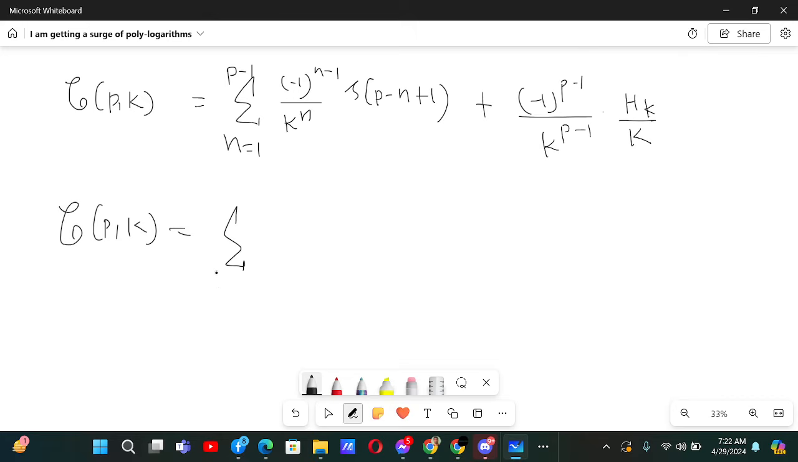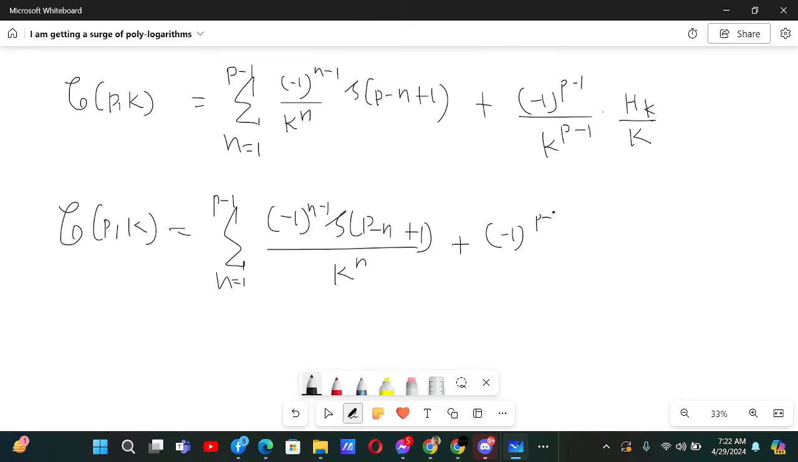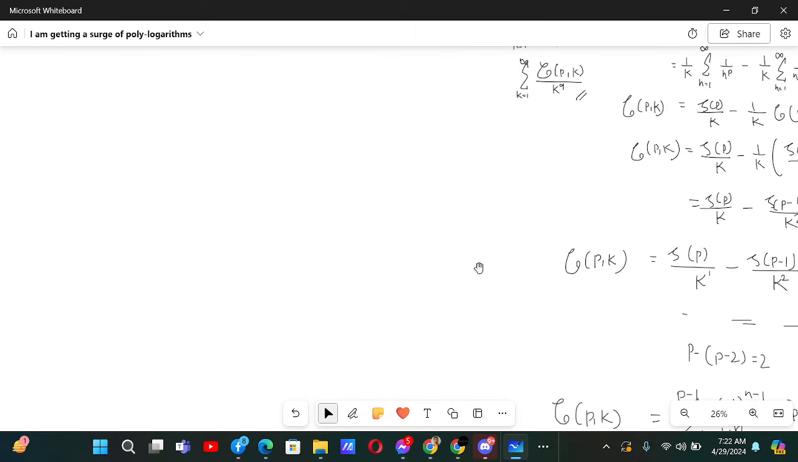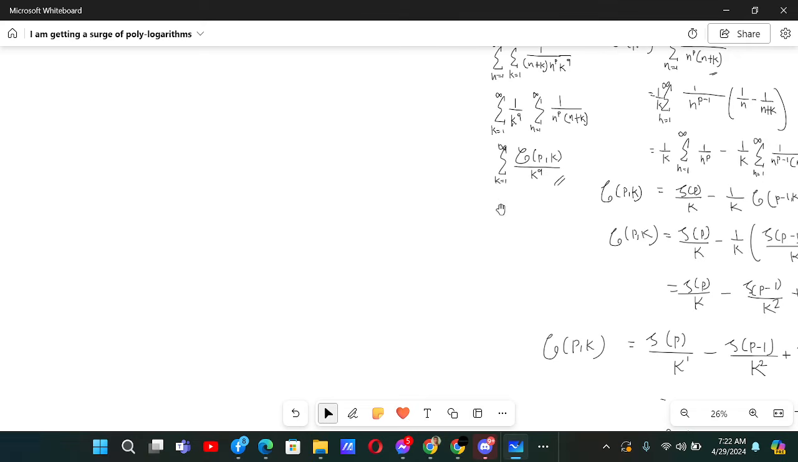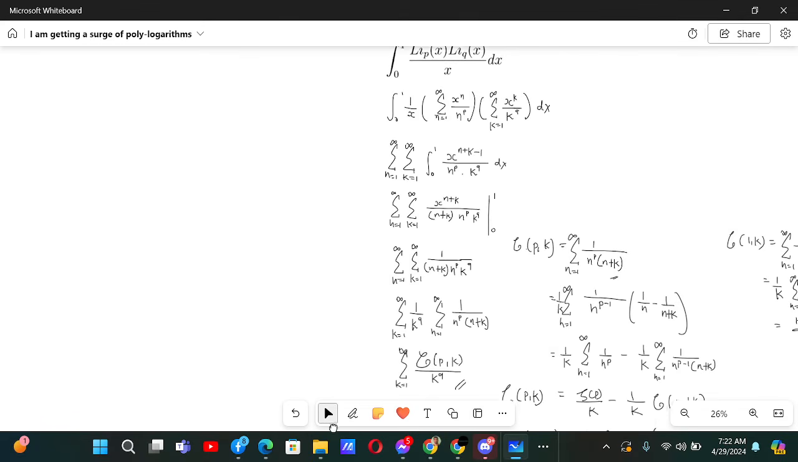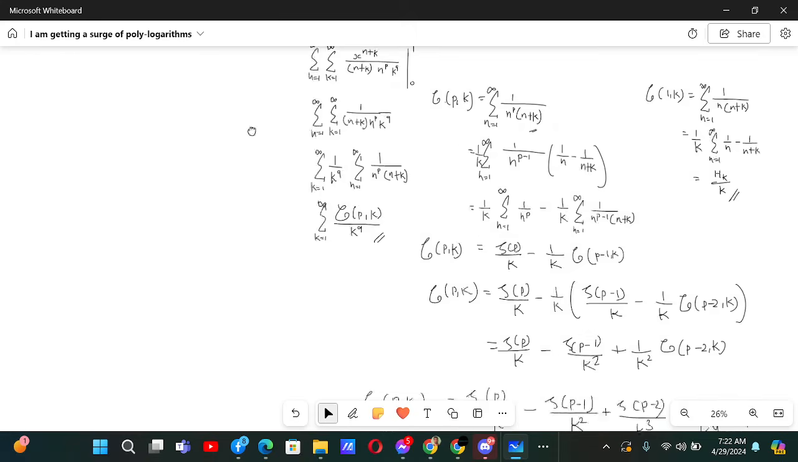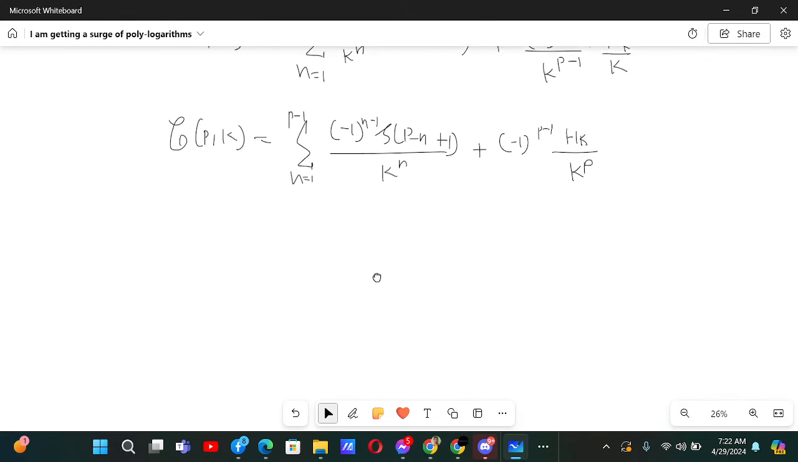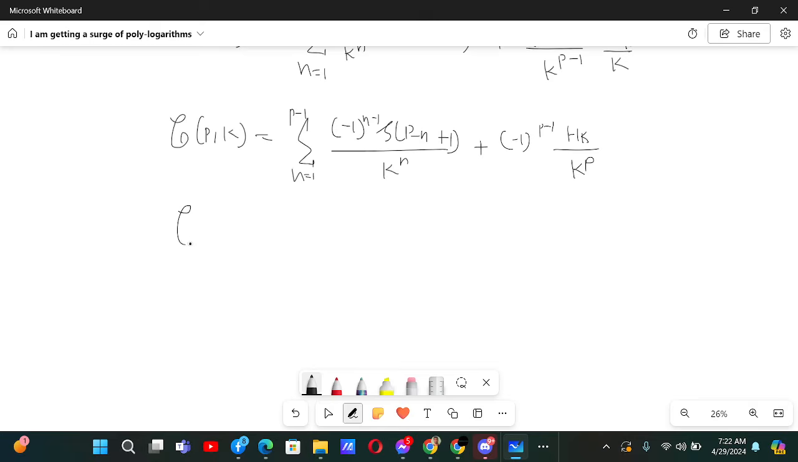So now we have the sum from n equals 1 to p minus 1 of minus 1 to the power n minus 1, Riemann zeta of p minus n plus 1 by k to the power n, plus minus 1 to the power p minus 1 times the kth harmonic number by k to the power p. So now what we need to do is divide this by k to the power q and sum over k equals 1 to infinity. I think that will be the answer. So let's divide this by k to the power q.